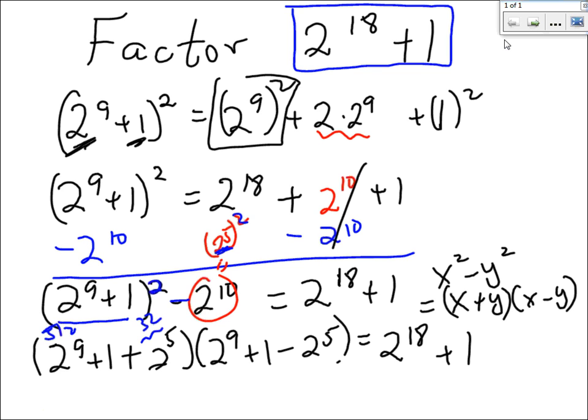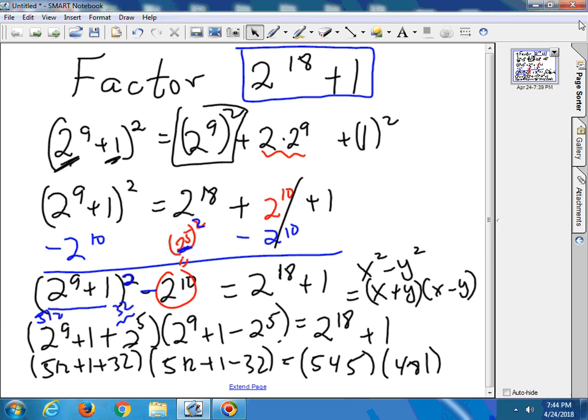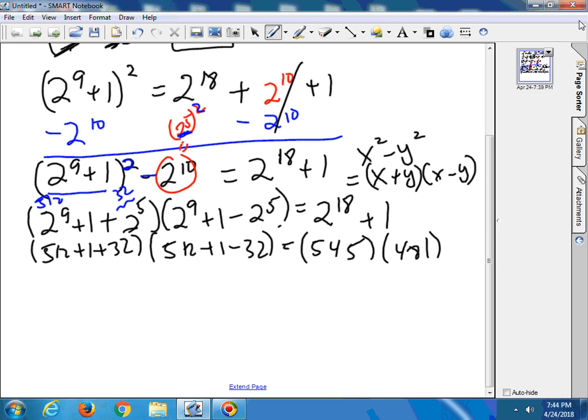Okay, so now we have 512 plus 1 plus 32 times 512 plus 1 minus 32. And that turns out to be 545 times 481. Okay, so we're really getting somewhere. So now we know that 2 to the 18th plus 1 is 545 times 481.